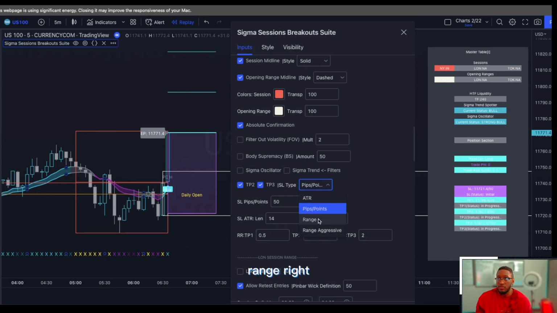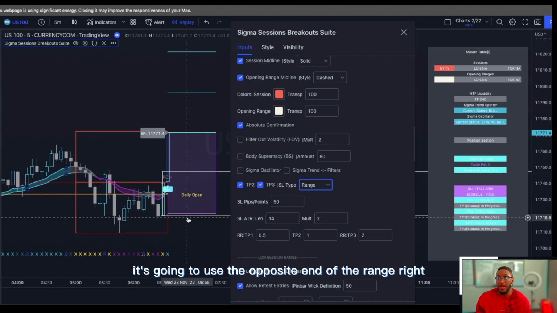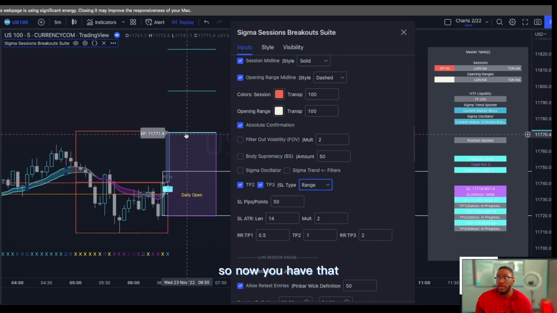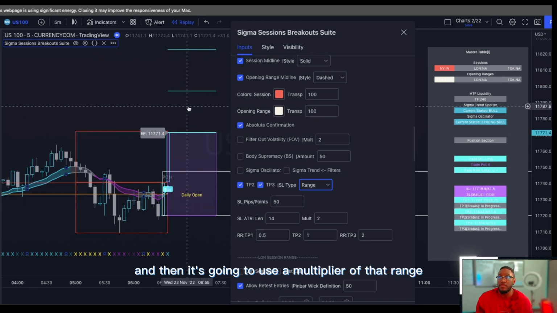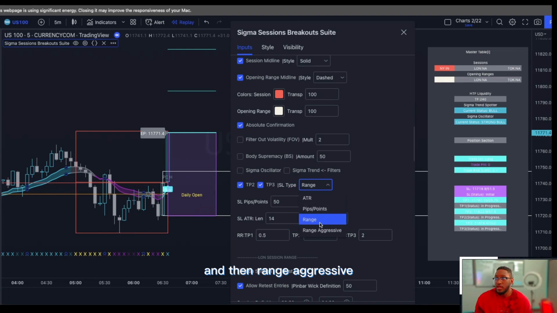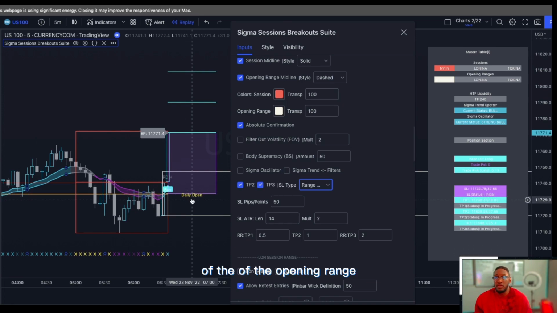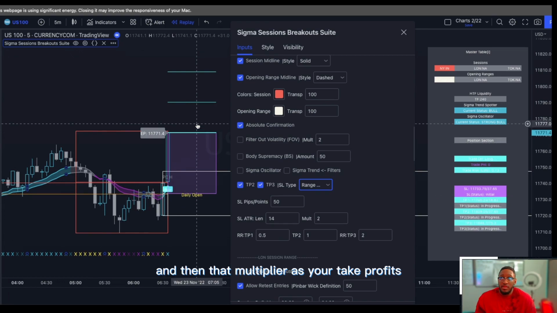Range, right? So the high and low of the range. So if you enter here, it's going to use the opposite end of the range, right? You can see how it just moved there. So now you have that, and then it's going to use a multiplier of that range as your take profits. And then range aggressive, where you're going to use the midline of the opening range as your stop loss, and then that multiplier as your take profits.